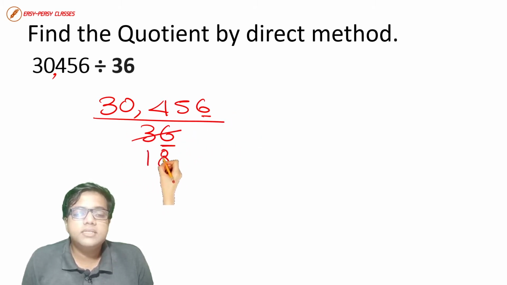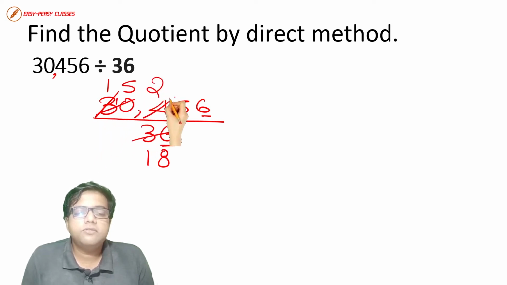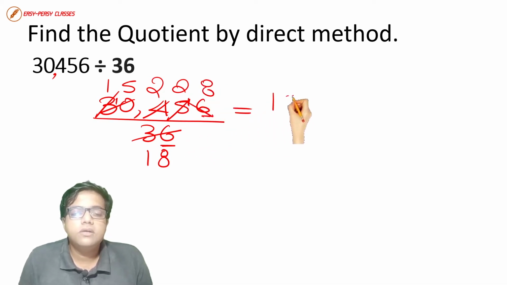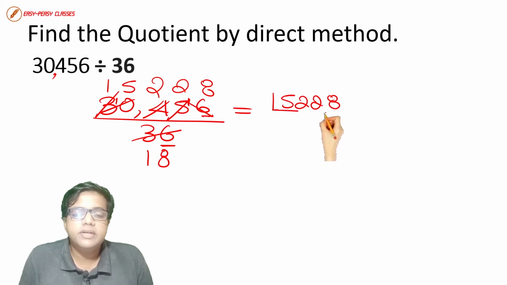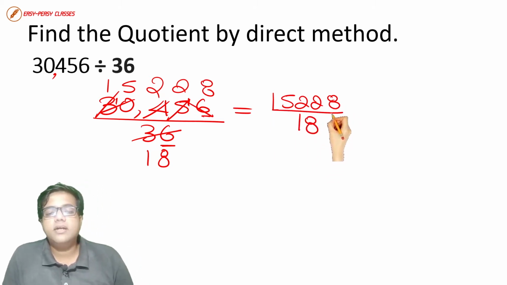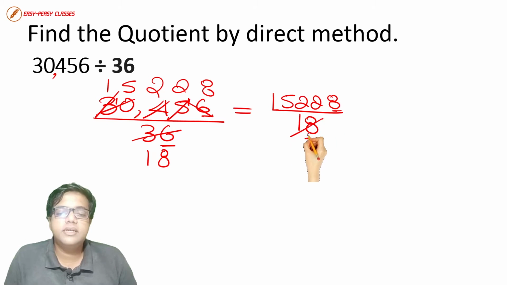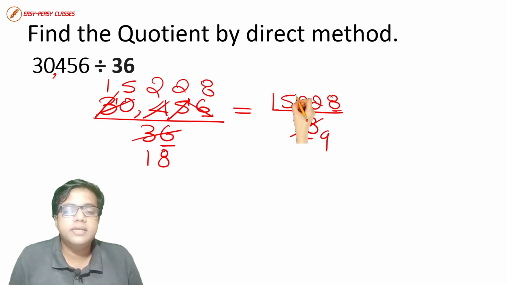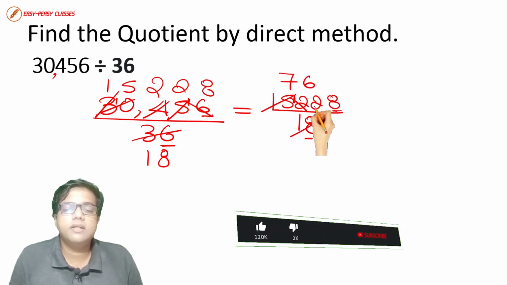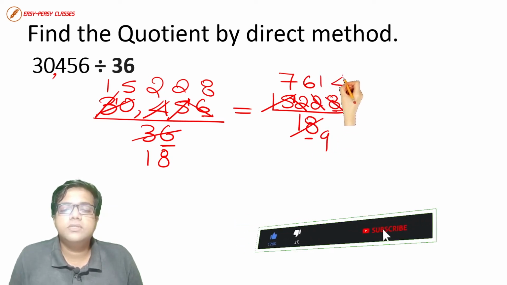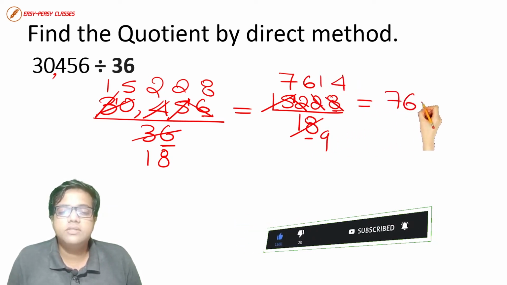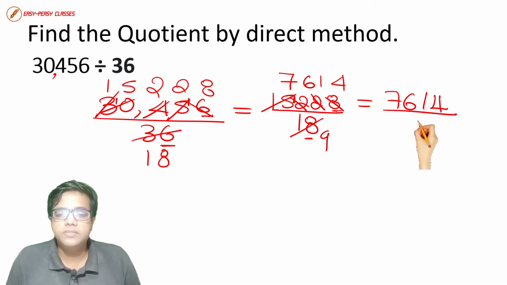So 2 18s is 36, 2 1s are 2, 1 remainder, 2 5s are 10, 2 2s are 4, 2 2s are 4, 1 remainder 16, 2 8s is 16. So you got 15228 divided by 18. You will find again two even numbers, so we will divide it again. 2 9s are 18, 2 9s are 18, 2 7s are 14, 2 7s are 14, 1 is remainder, 1 and 2 together is 12, 2 6s are 12, 2 1s are 2, 2 4s are 8. So this is what you get at the end, 7,614 divided by 9.